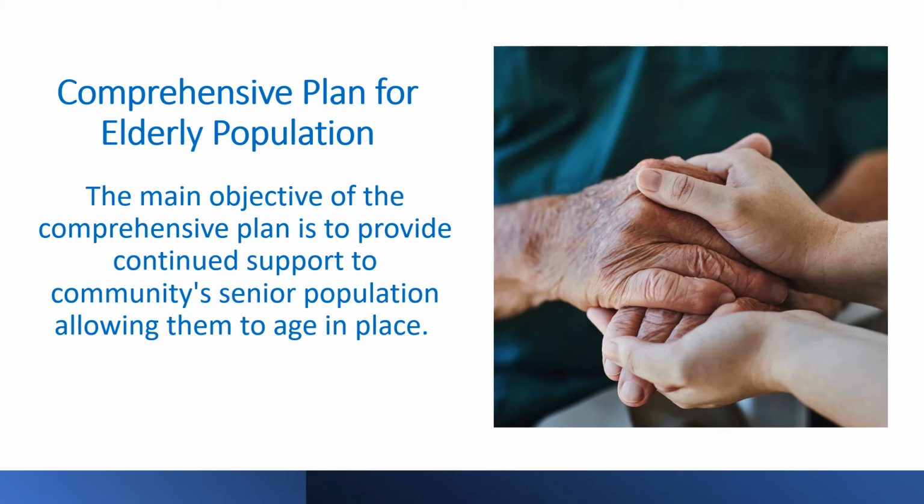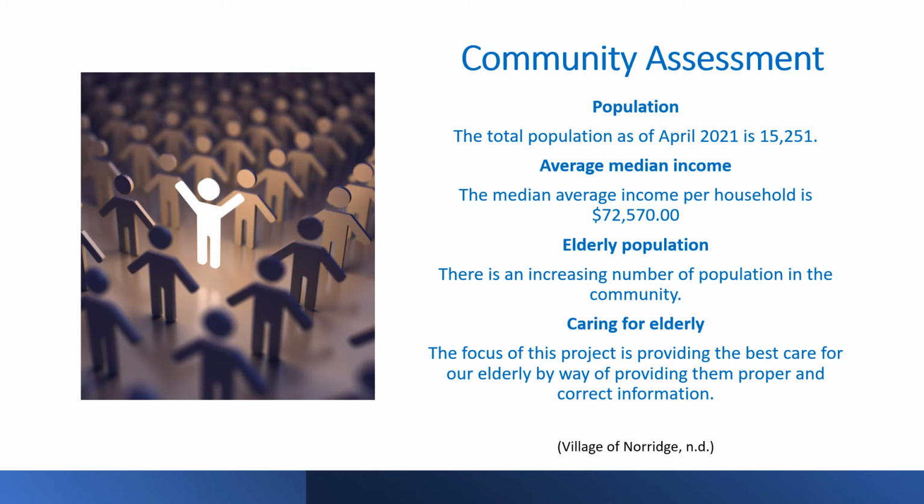Comprehensive plan for the elderly population. The main objective of the comprehensive plan is to provide continued support to the community's senior population, allowing them to age in place. Community assessment: the total population as of April 2021 is 15,251. Average median income is $72,570 per household. There is an increasing number of older adults in the community. The focus of this project is providing the best care for our elderly by providing them proper and correct information.